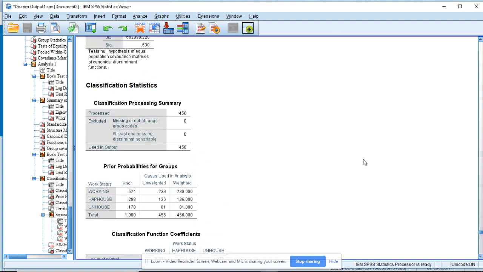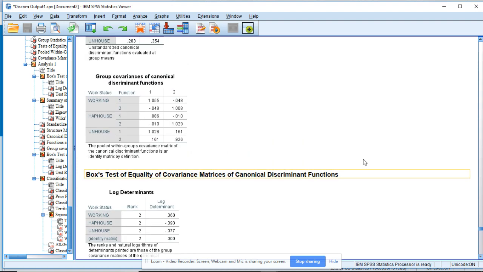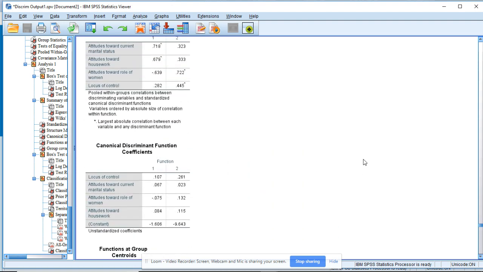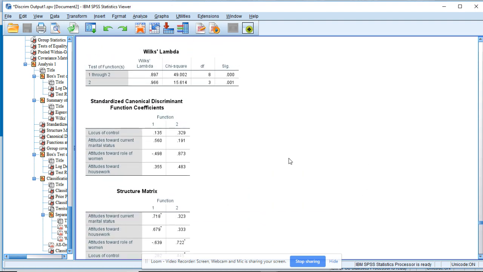We need the standardized classification. Keep scrolling up. Here we go. This is right underneath your significant Wilks lambda. Here we have the functions. So these function coefficients would be the numbers that would be in the equation.